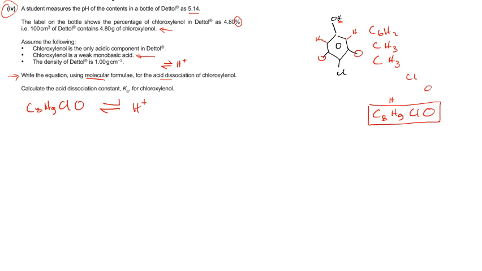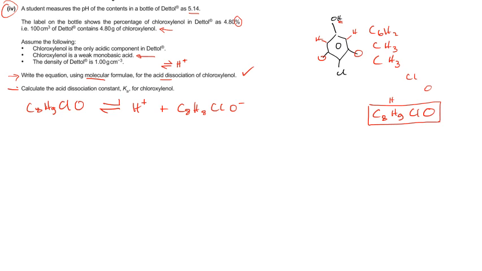It's going to lose its proton, and the anion is going to be simply C8H8ClO, and the minus is on the oxygen. Okay, so there we have our equation, this part done.